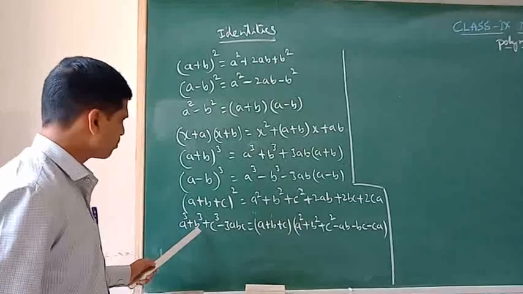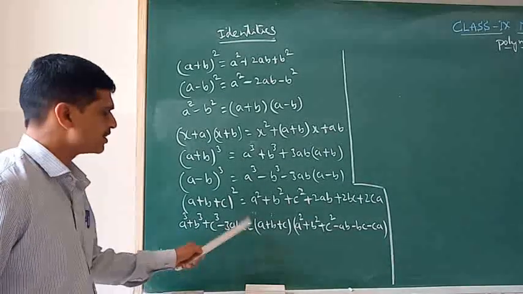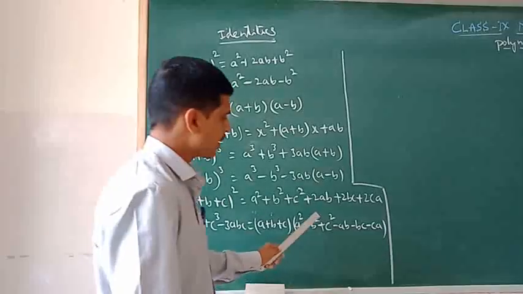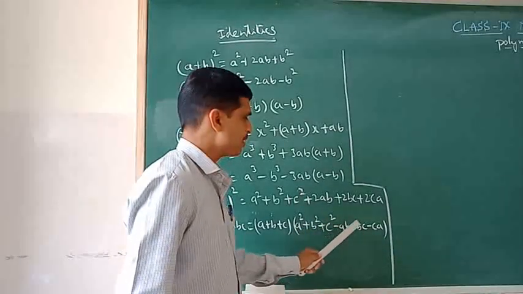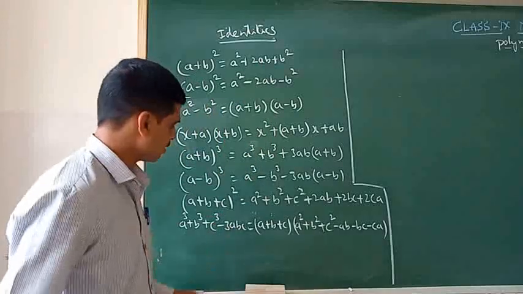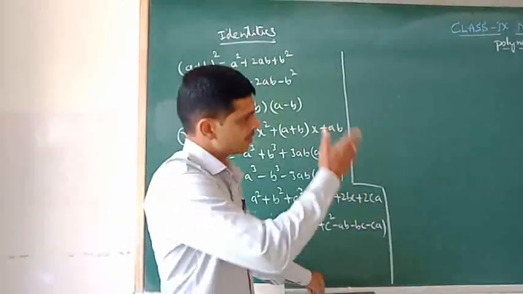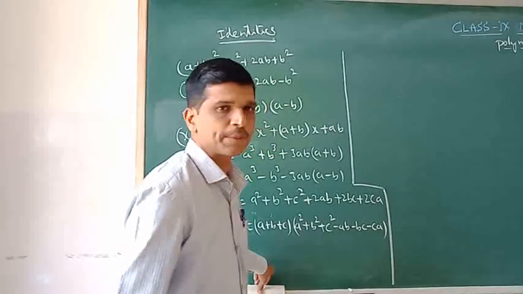The last one, a cube plus b cube plus c cube minus 3abc is equal to a plus b plus c into a square plus b square plus c square minus ab minus bc minus ca. So these are all the identities that you know already. Based upon this, I would like to explain the exercise problems.